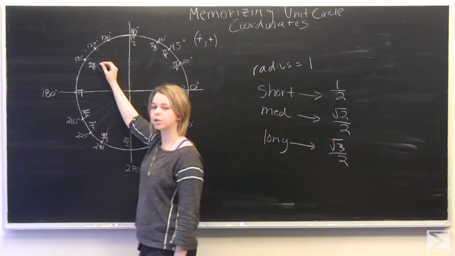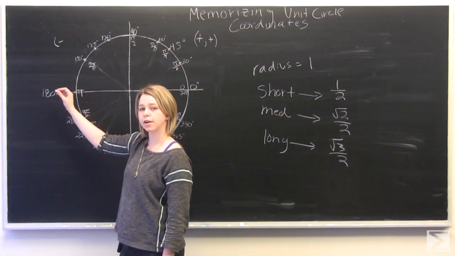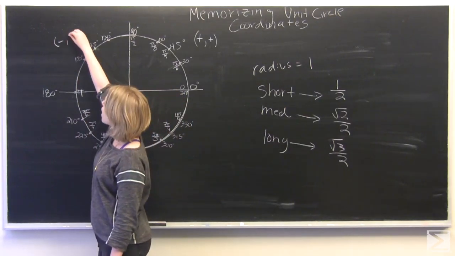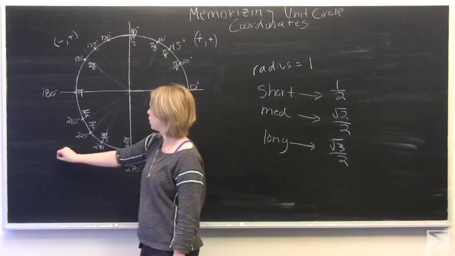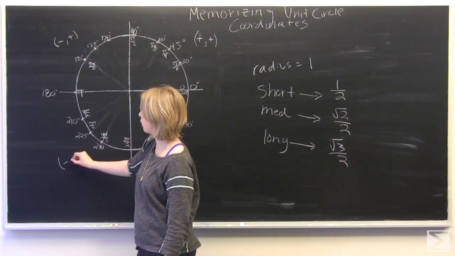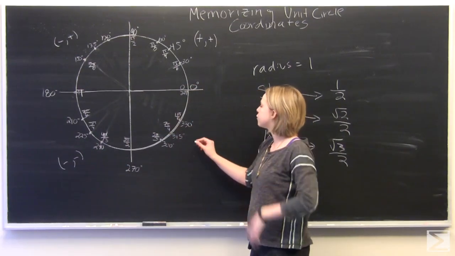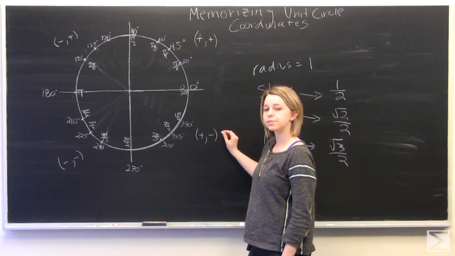Over here in our second quadrant, we're always going to have negative x values because we're on the negative side of the y-axis, but our y values are still always going to be positive. Over here in our third quadrant, we have both negative x values and negative y values. And in the fourth quadrant, we have positive x values but negative y values.